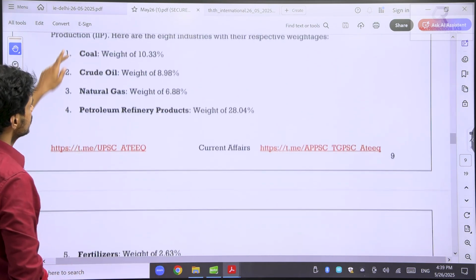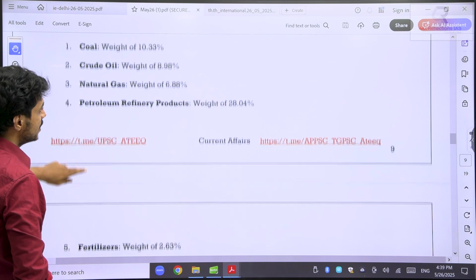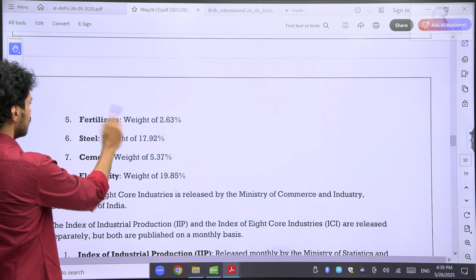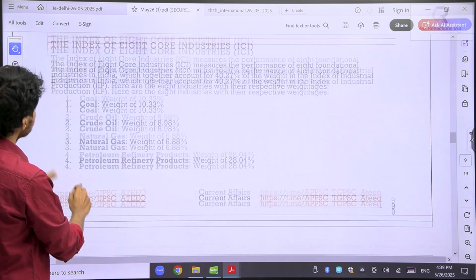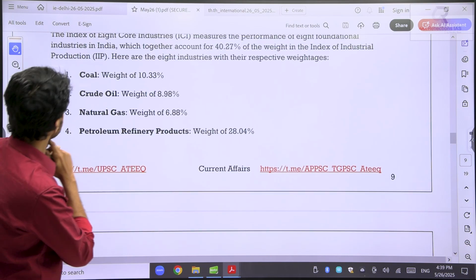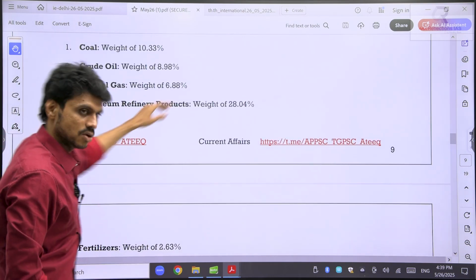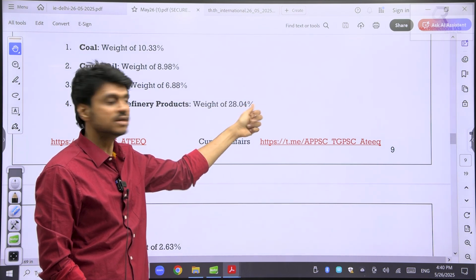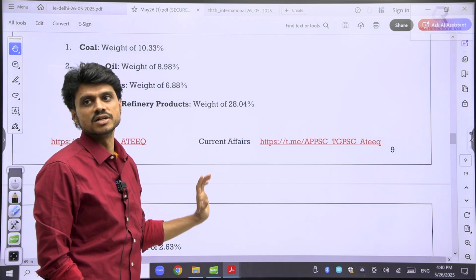So what is this weight? You need to remember the weight is given. Okay, the weight is lowest for the fertilizers and highest for the refineries, crude oil and the refineries. Not this one. Okay, petroleum refinery products. Within the core industries, the highest weight has been allotted to this. Totally, there are 8, highest for this, least for the fertilizer industry.